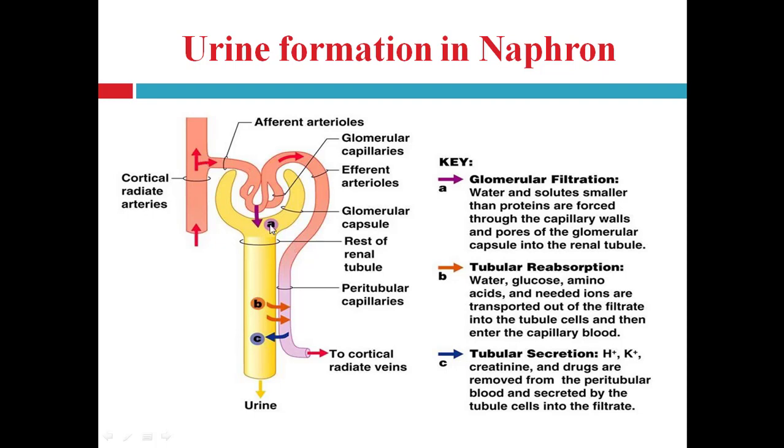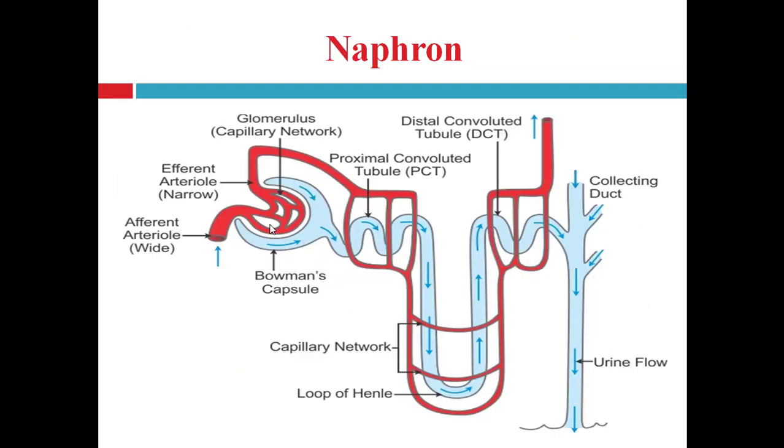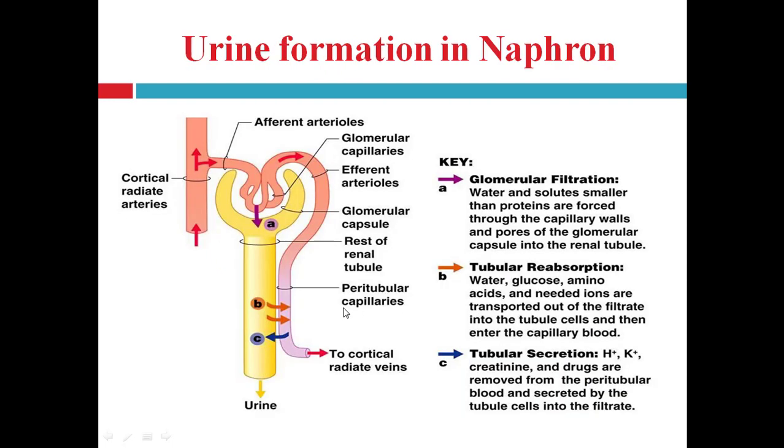Second step is tubular reabsorption, right? Now see here, after this filtration, the filtrate flows into the tubules, right? And here in the proximal tubules as well as in the loop of Henle, this filtrate flows. During this flow, reabsorption occurs, right? Now water, glucose, amino acids and needed ions are transported out of the filtrate into the tubule cells and then enter the capillary blood, right?